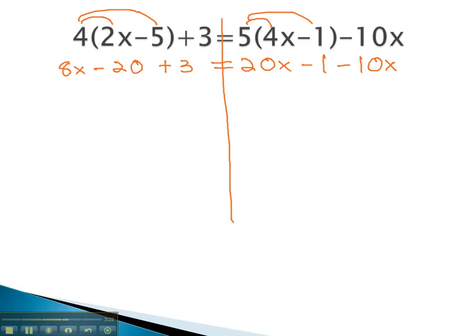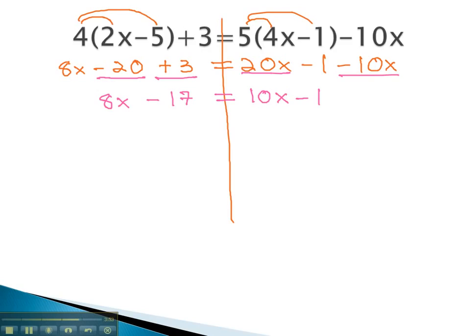You may also notice that we are not done simplifying. We can still combine like terms. On the left side, we've got like terms in the constants. So we have an 8x, and negative 20 plus 3 is negative 17. On the right side, the like terms are 20x and negative 10x. We have 10x minus 1. Now we have simplified the expression.